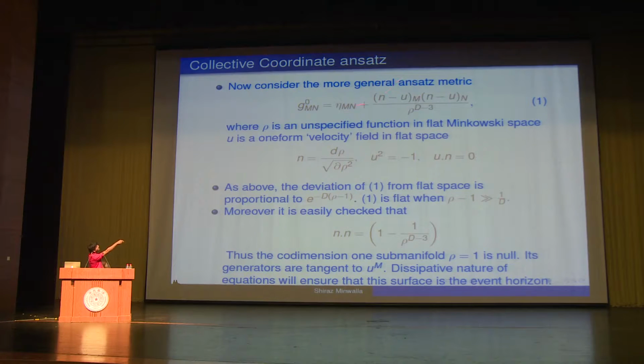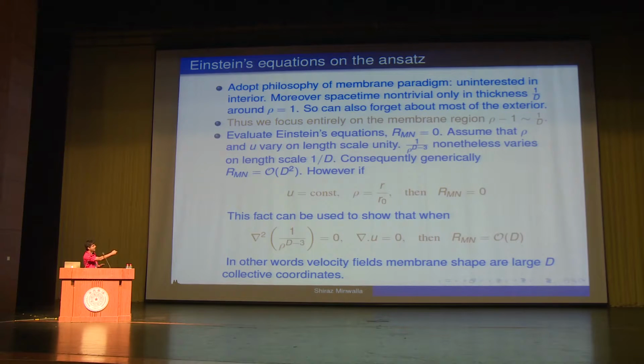Well, clearly Einstein's equations are 2 derivatives in d. And this metric we've already seen varies on length scale 1 by d in the rho direction. So take 2 derivatives of that object, you can get something up to order d squared. So you might expect that when you evaluate Einstein's equations on this metric, you will find that the curvature Rmn is of order d squared. That will generically be true.